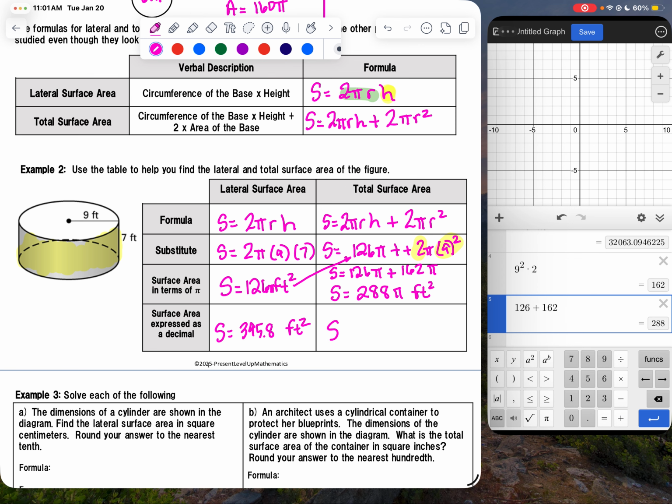If they ask for it in decimal form, you'll just multiply 288 times pi. So 904.8 square feet.